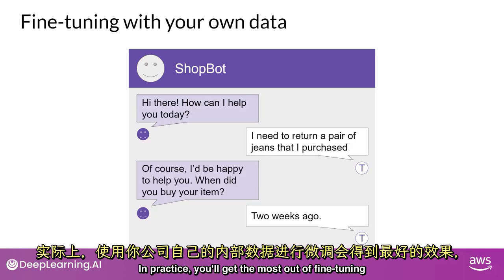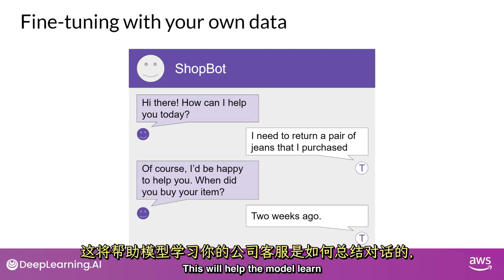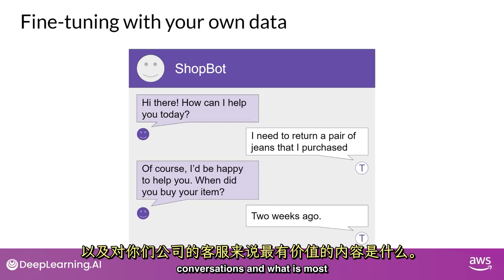In practice, you'll get the most out of fine-tuning by using your company's own internal data. For example, the support chat conversations from your customer support application. This will help the model learn the specifics of how your company likes to summarize conversations and what is most useful to your customer service colleagues.